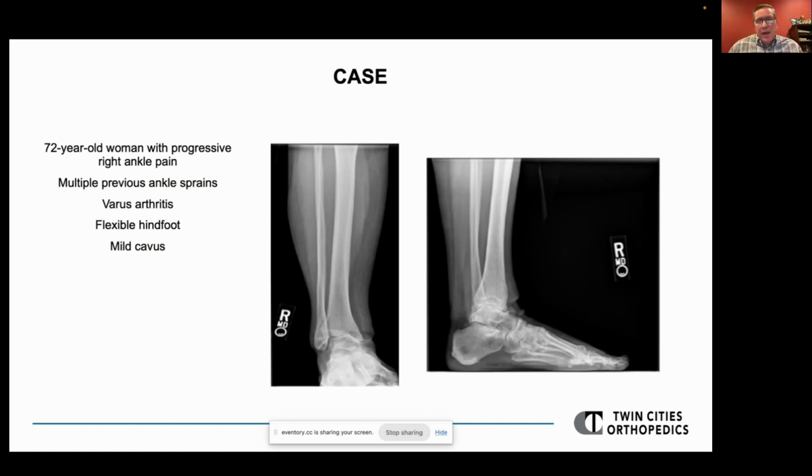So I'll go through just a couple of cases, show some of the Apex that I've done, and talk a little bit about why specifically I like the Apex in these particular cases, kind of highlight some of the features that I talked about earlier. So the first is a 72-year-old woman, progressive right ankle pain, lots of ankle sprains, probably chronic instability, developed varus arthritis. Her hindfoot's flexible. She had very mild cavus. Not enough that I felt like she needed that addressed, but certainly varus ankle arthritis and a varus tilt of her talus within her mortise. 72 years old, and not a tiny woman, but sort of an average Minnesota-sized 72-year-old woman.